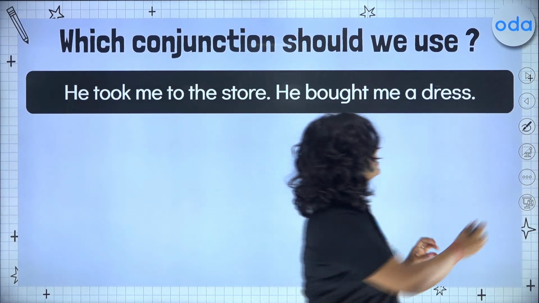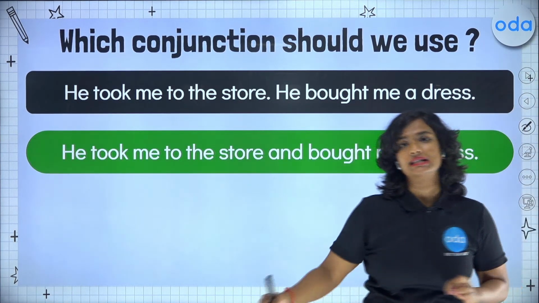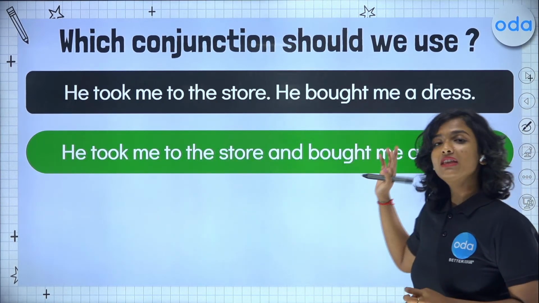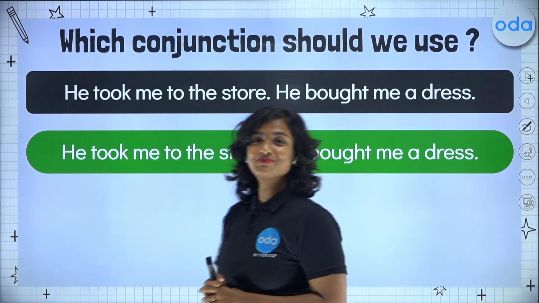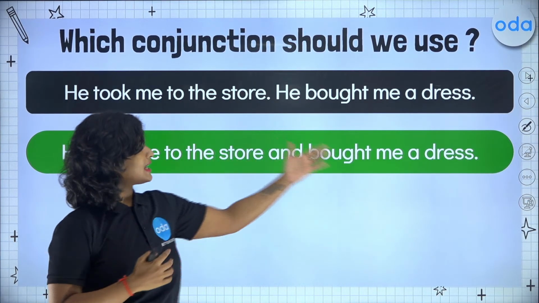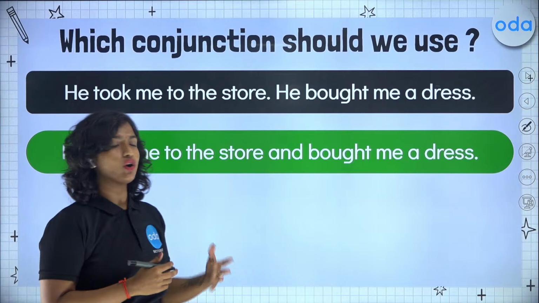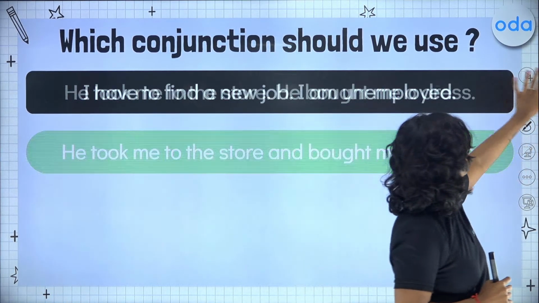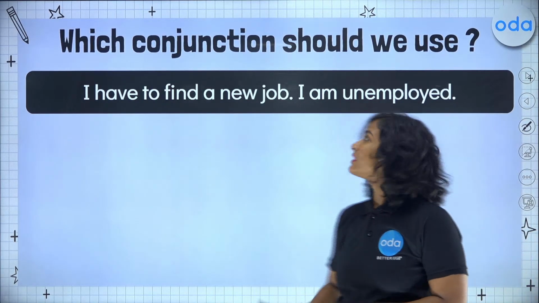So now, here we have two similar ideas that are being joined. So we have, he took me to the store and bought me a dress. Similar ideas. The second part of the sentence simply adds on to the first part of the sentence, which is why we use our conjunction and.